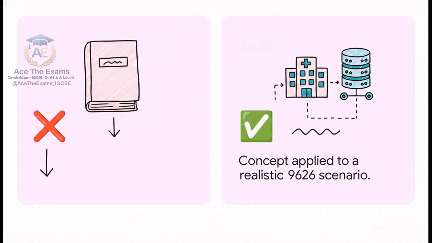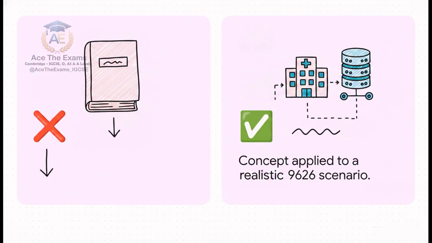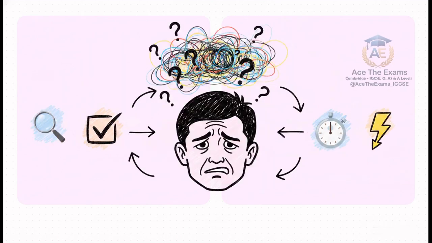Here's the thing. Relying on a generic, memorized definition is a massive trap. The Cambridge 9626 syllabus examiners don't want you acting like a walking dictionary. They want to see you actually apply these concepts to a realistic scenario. So if a question asks you about a hospital's patient database and you just drop a disconnected definition of validation without ever mentioning patient records, well, you lose the application marks instantly. I see this all the time.